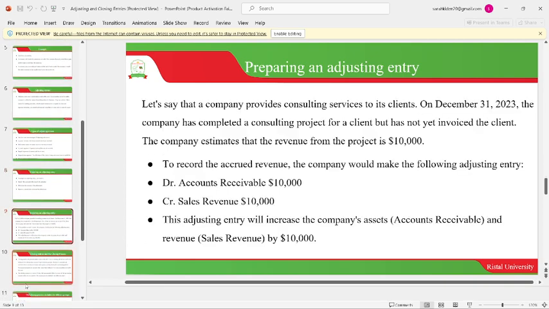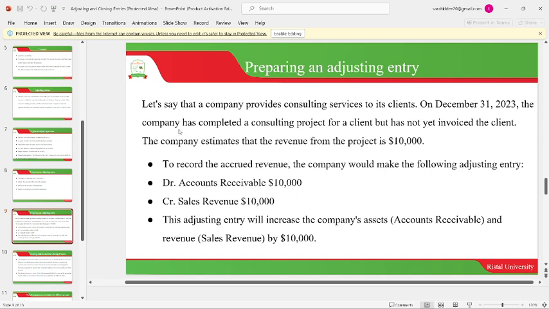For example, let's say the company provides a consulting service to its client on 31st. The company has completed a consulting project for a client but has not yet invoiced the client. The company estimates that the revenue from the project is $10,000. So to record the accrued revenue, the company would make the following entry. So it will debit accounts receivable.